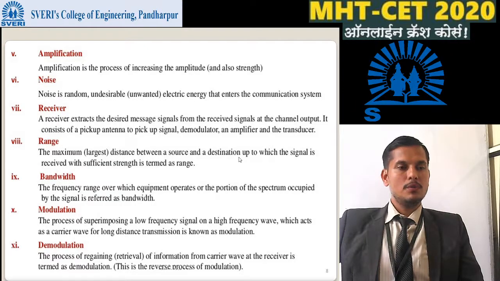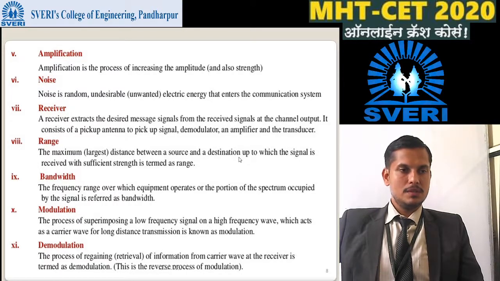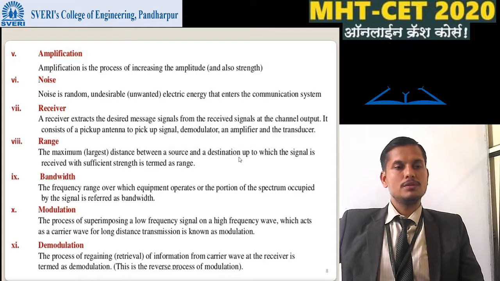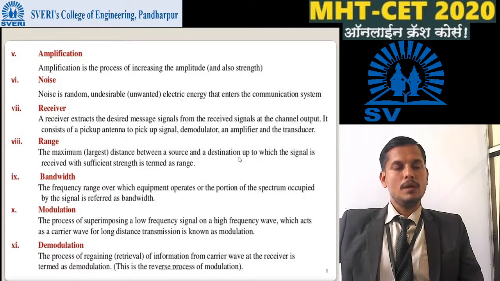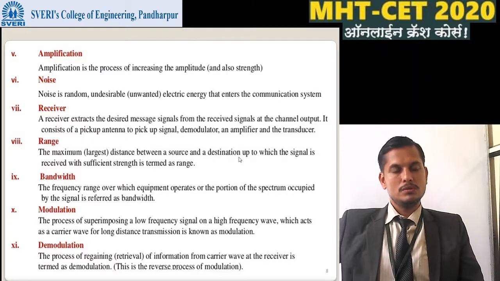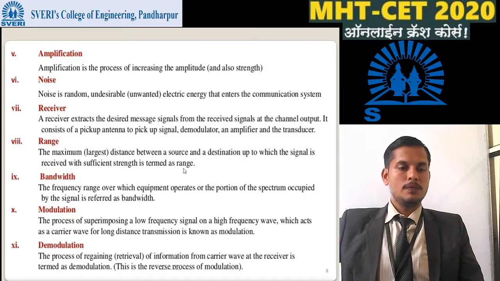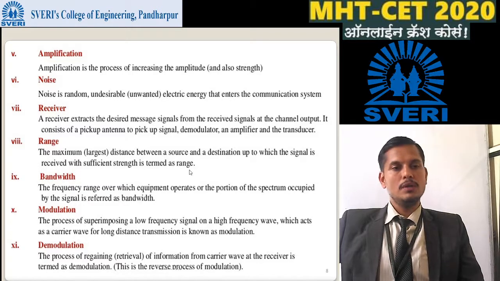Then move to the next point, that is range. The maximum distance between a source and a destination up to which the signal is received with sufficient strength is known as range. So we are considering what is the range of, for example, a communication system. We are checking for mobile also, whether their range is good or not. If range is not available, then we are not getting audio and video clearly.